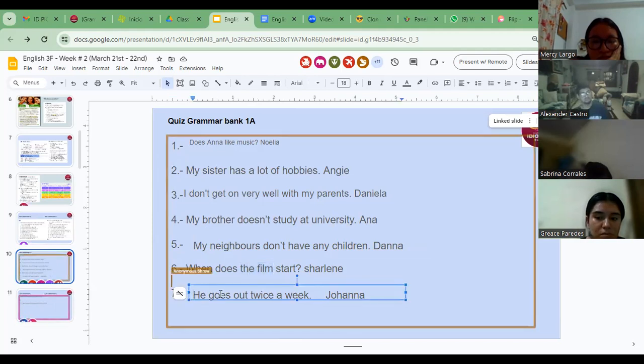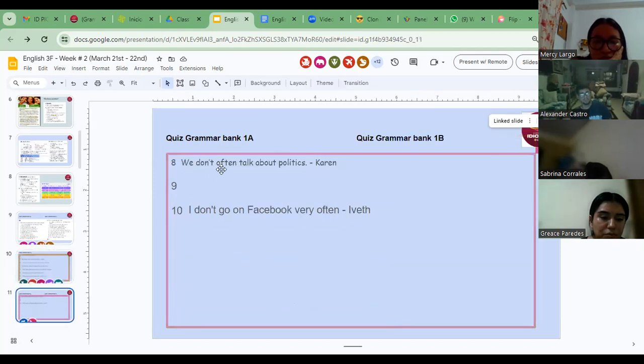What about number 7? He goes out twice a week. Excellent. Y aquí no va a ser go because we're talking about he. He goes out. Él sale a comer. Maybe he goes out with his friends. Maybe to the cinema, to play football. But he goes out twice a week. Johanna, excellent. Number 8, we don't often talk about politics. Good. Karen, excellent. What about number 9?